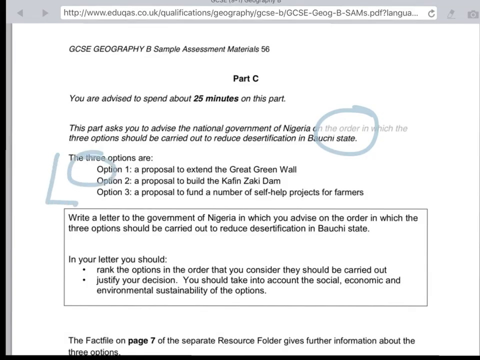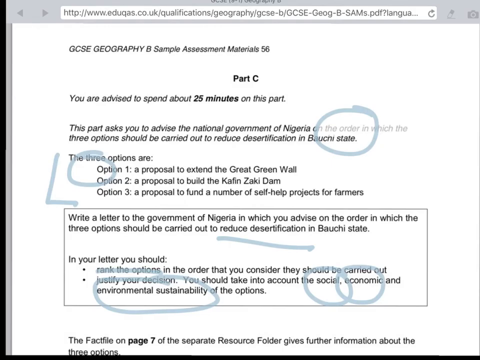And then underneath here, it says, write a letter to the government of Nigeria in which you advise on the order in which the 3 options should be carried out to reduce desertification. So that's your question. In your letter, you should rank the options, so that'll be your first opening paragraph. You need to justify your decision, and you need to take into account the social, the economic, and the environmental sustainability of the options. What that basically means then is you've got a very simple structure.